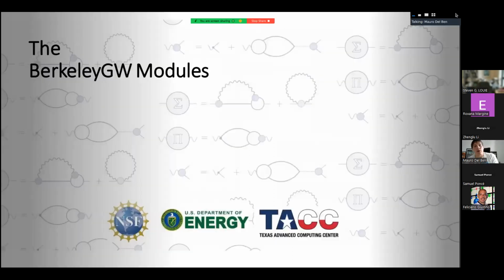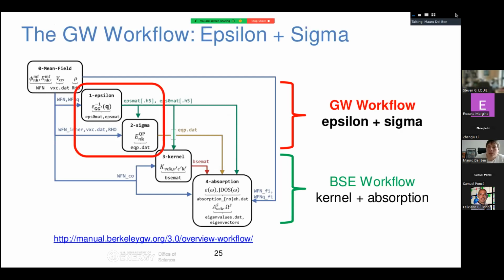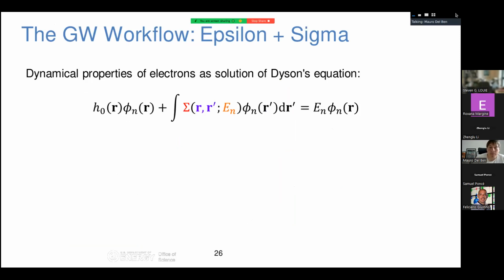All right, so let's get into a little bit more detail about the modules of BerkeleyGW we're going to use. Again, GW is epsilon and sigma, and the BSE part is kernel and absorption. So let's start with epsilon and sigma, which are the parts that handle the GW part of the work.